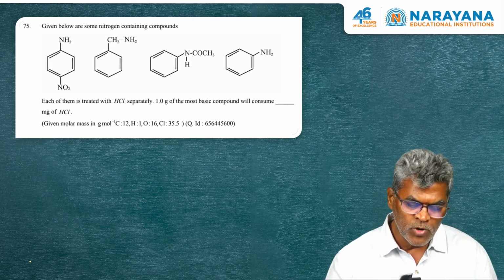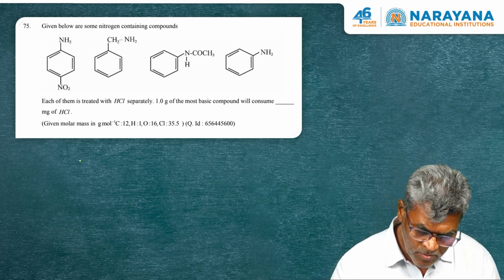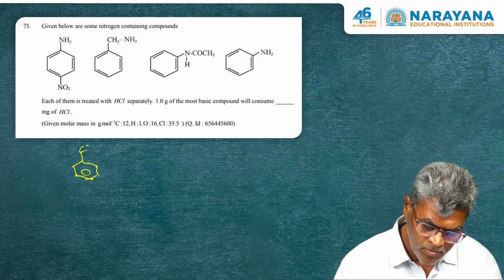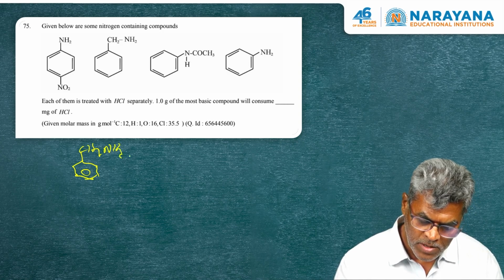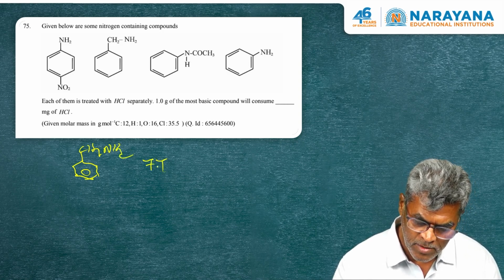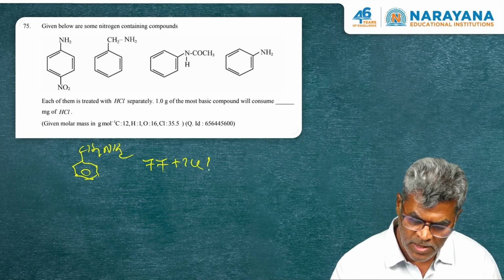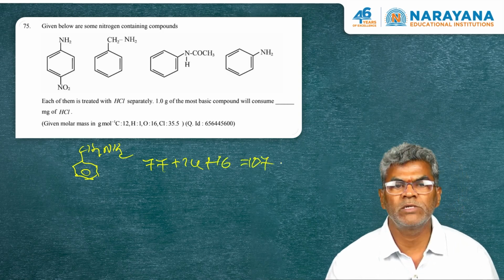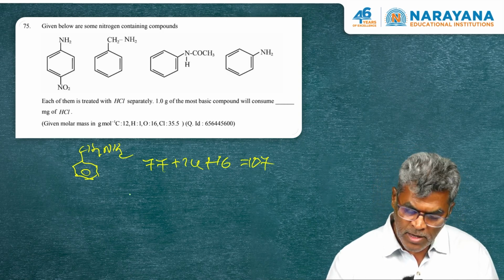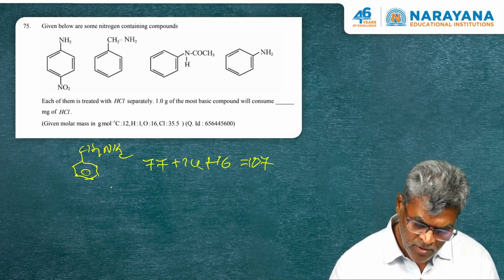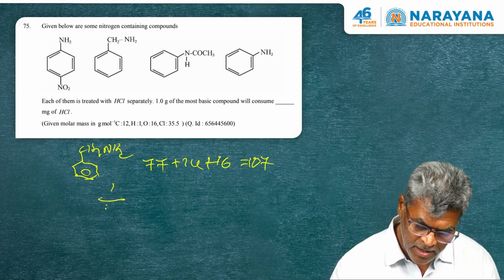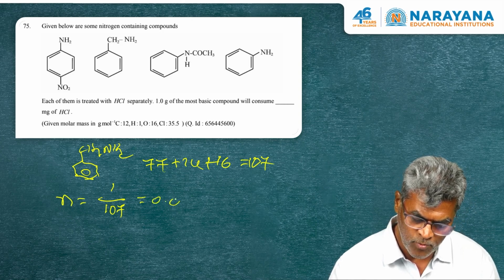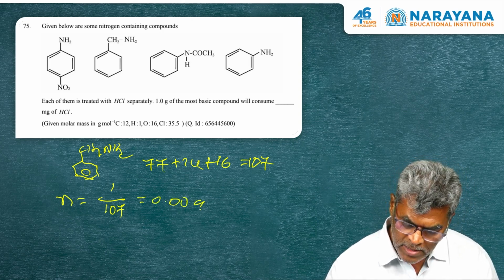1 gram of that compound, if you take benzyl amine molecular weight, if you calculate benzyl amine molecular weight, 77 plus 14 plus 16, overall 107 grams you are going to get, 107 grams. So, if you calculate the number of moles of 107 means 1 gram by 107 number of moles of compound, you are going to get 0.00934.